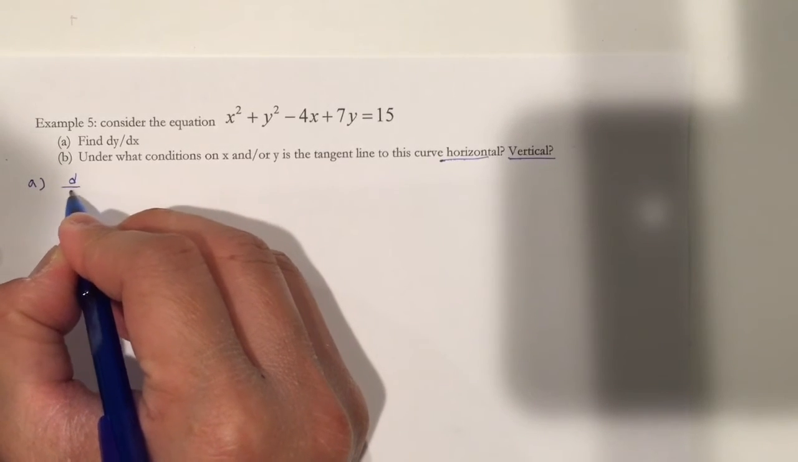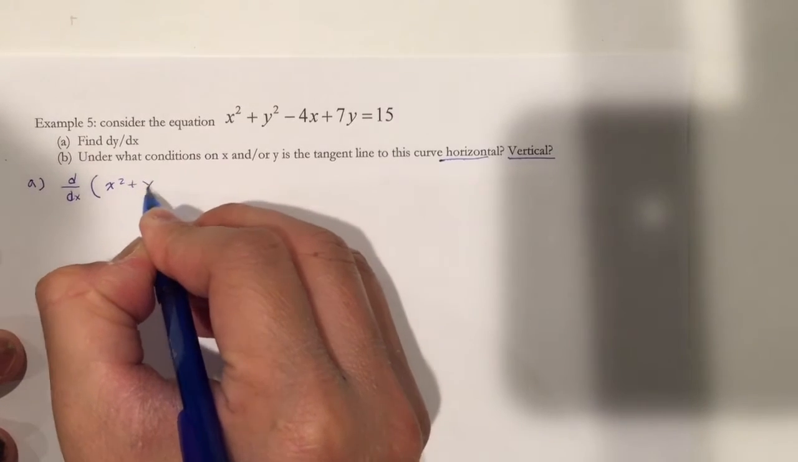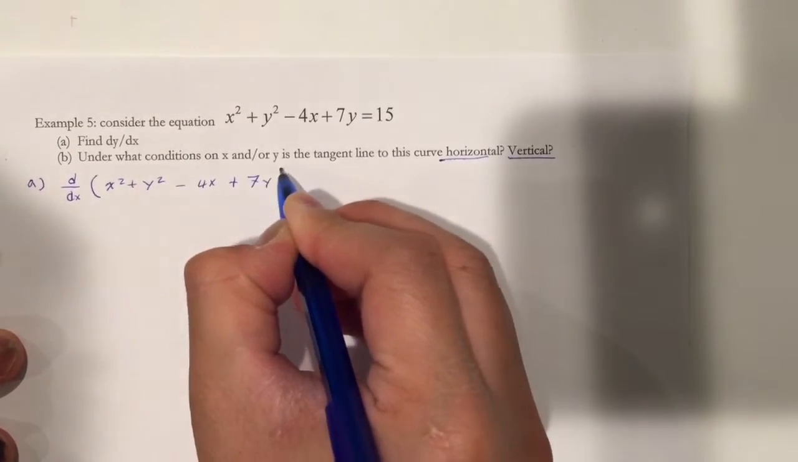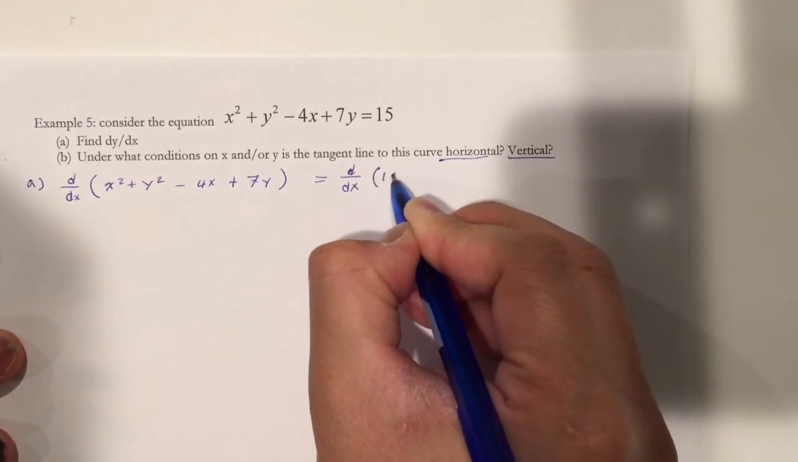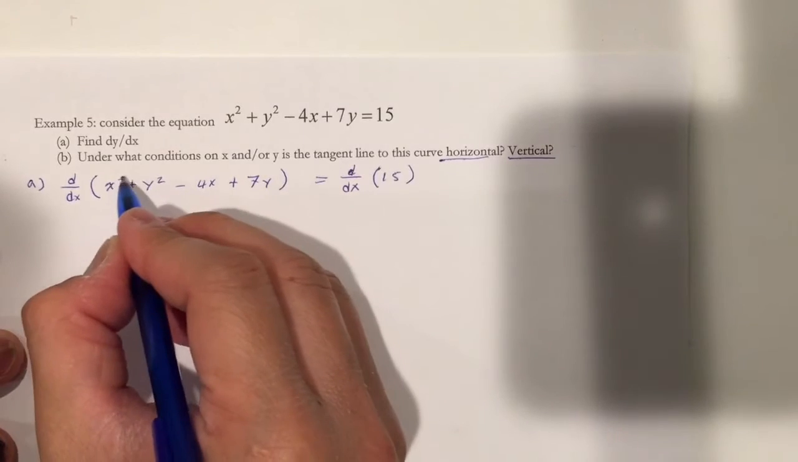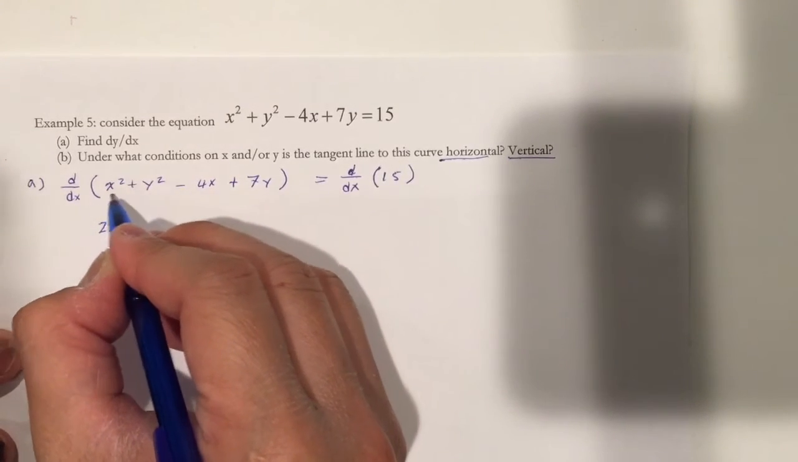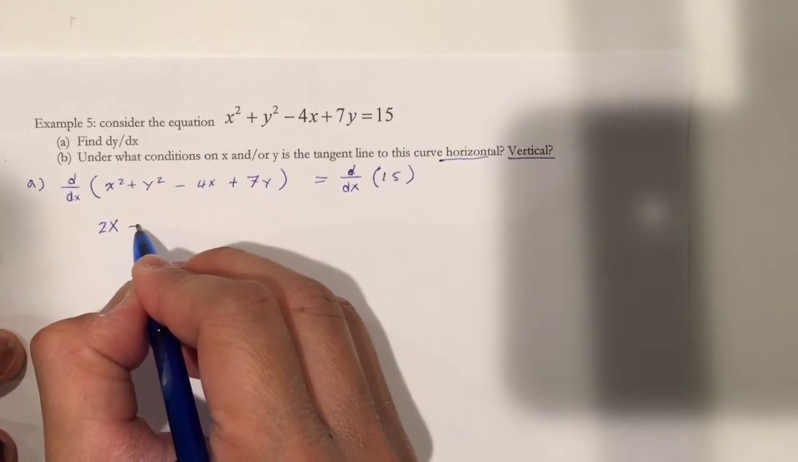I will start by taking the derivative of the left side, and then take the derivative of the right side. The derivative of x squared is 2x. We just use the power rule for that. Bring down the 2, subtract that by 1.